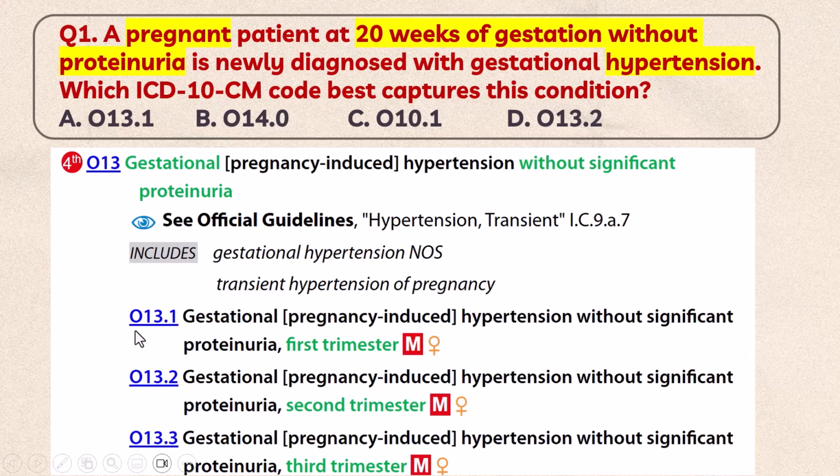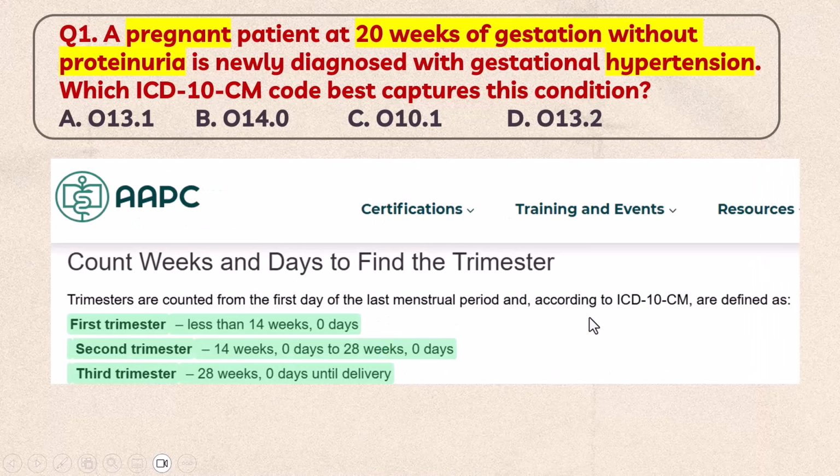But when you look at other codes, O13.1, 2, and 3, you can see first trimester, second trimester, and third trimester. So you had to know this 20 weeks belongs to which trimester. So when you see the AAPC guideline, you can see the first 3 months is called first trimester, second 3 months is called second trimester, and third 3 months up to delivery is called the third trimester.